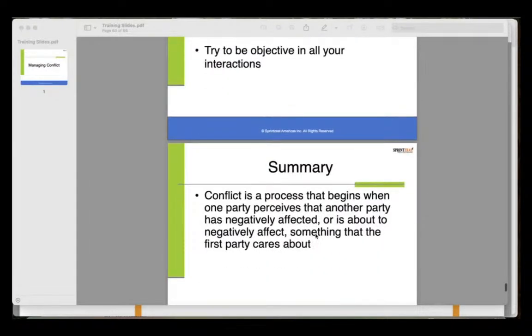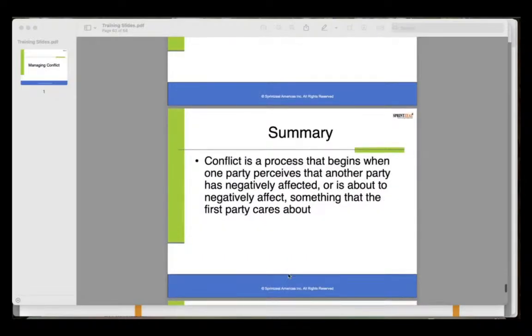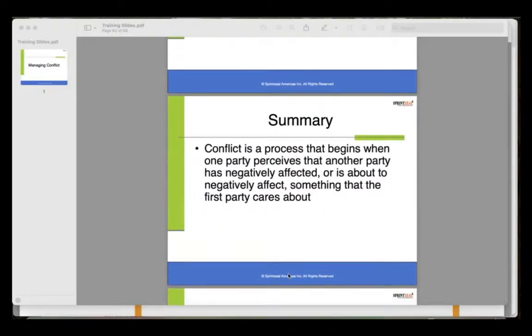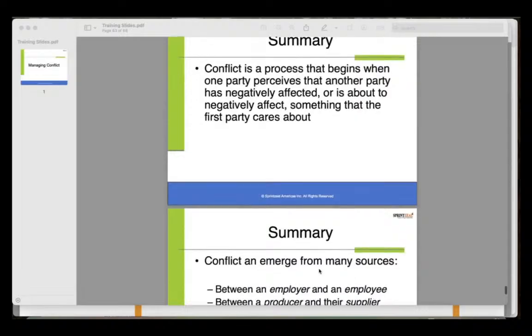Okay, then moving on to the summary, whatever we have discussed. We have discussed the conflict. Conflict is a process that begins when one party perceives that another party has negatively affected or is about to negatively affect something that the first party cares about. Now, what can the first party care about here? It can be the objective of the organization or the mission or vision of the organization. So that is when the conflict occurs.